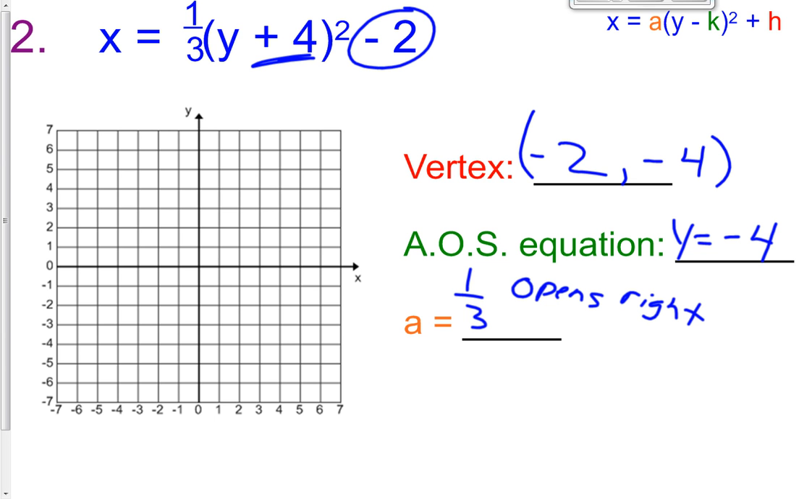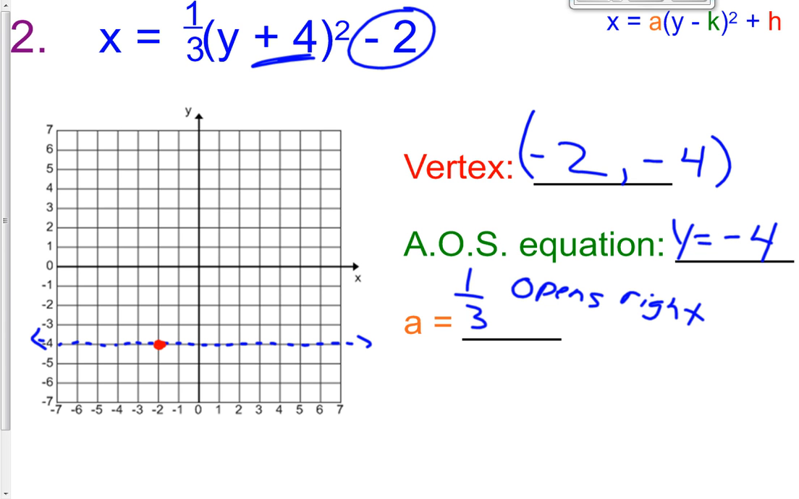So let's look at what we got. Y equals negative 4 is your axis of symmetry, so your parabola is symmetrical about that line. Your vertex is left 2, down 4. Left 1, 2, down 1, 2, 3, 4. Now your a value is 1/3, and this does make it tricky.